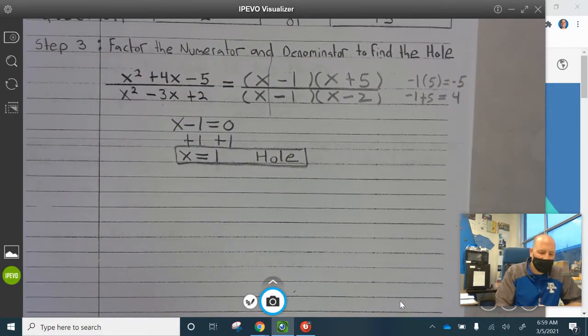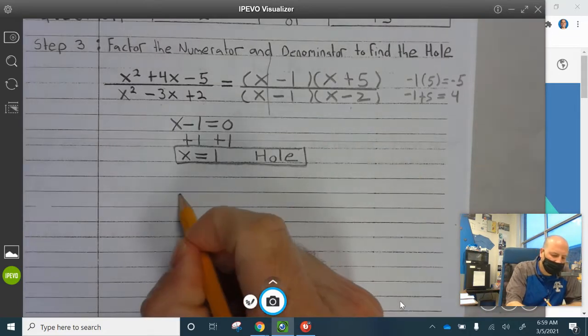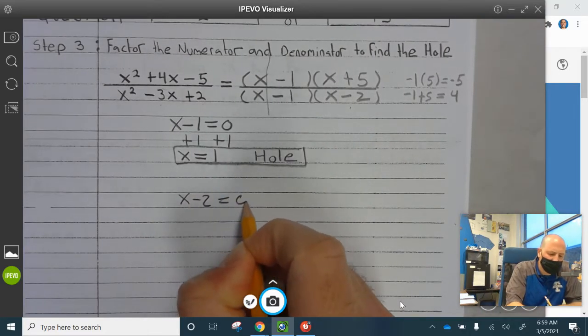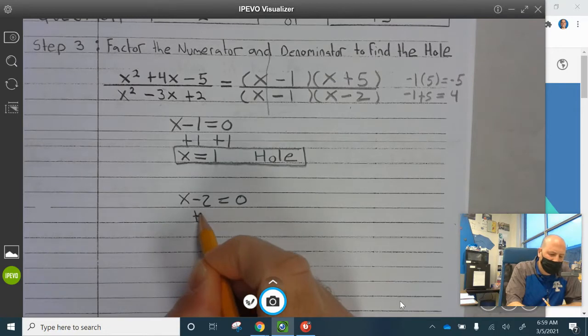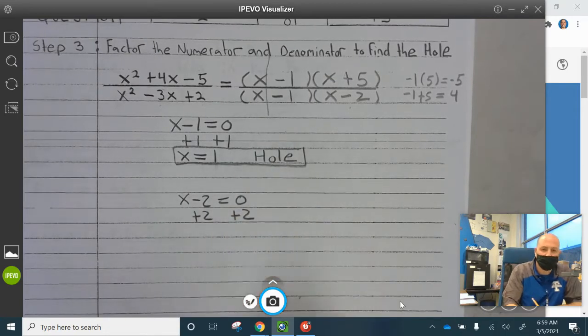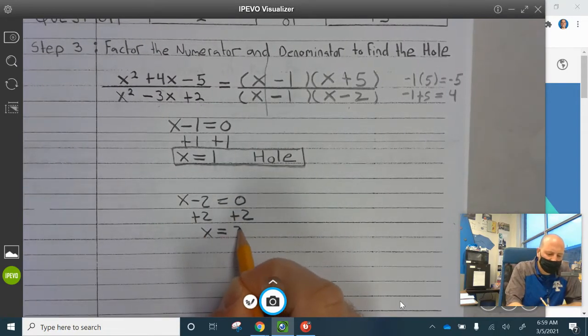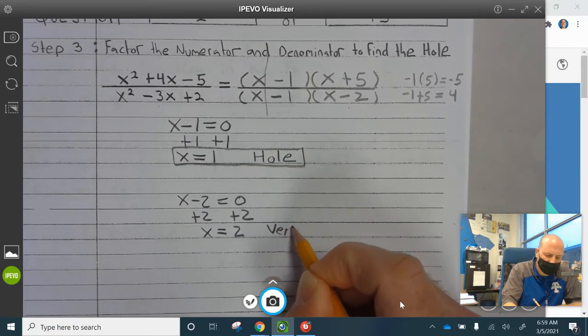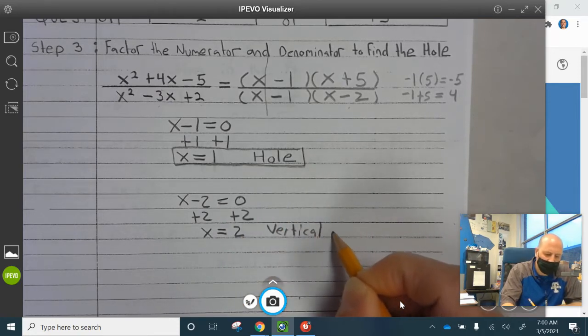Okay, now we set the denominator equal to 0, so x minus 2 equal to 0. Add 2 to both sides. x equals 2. And that's your vertical asymptote.